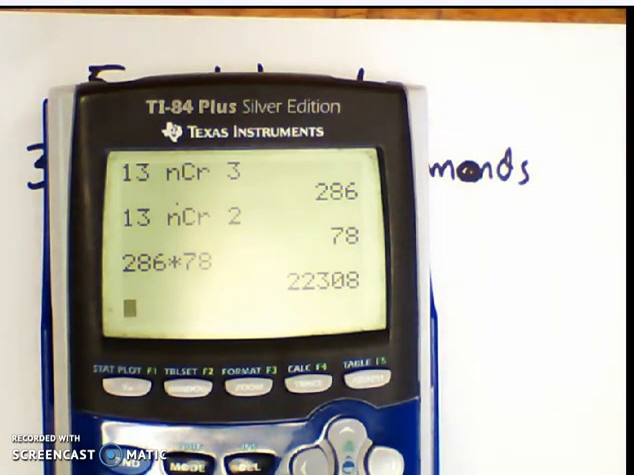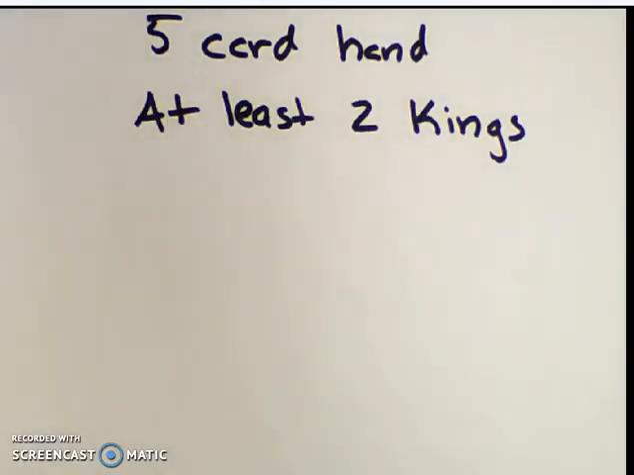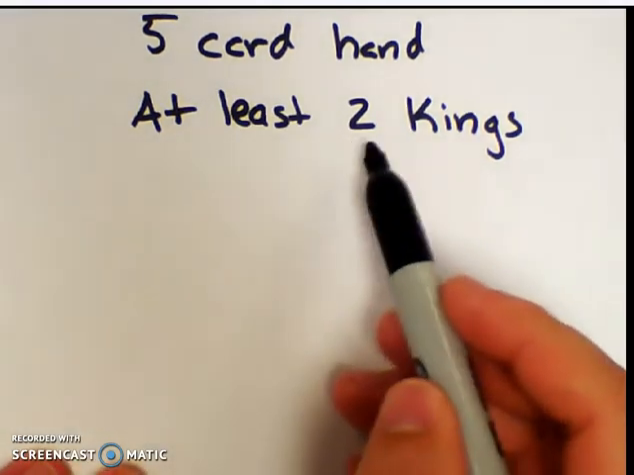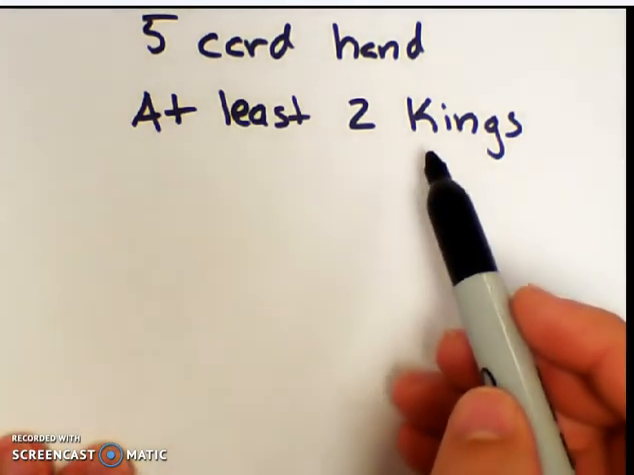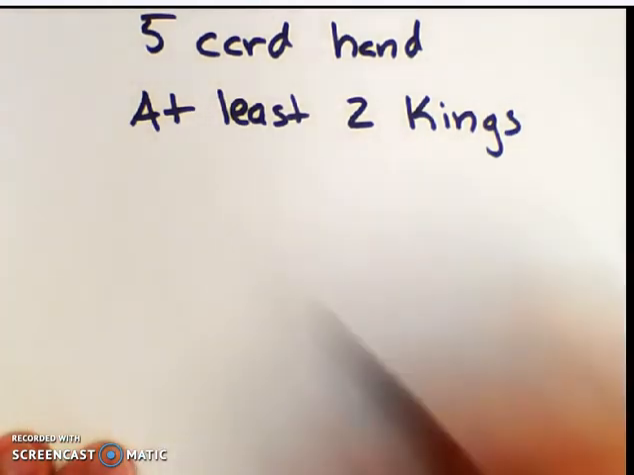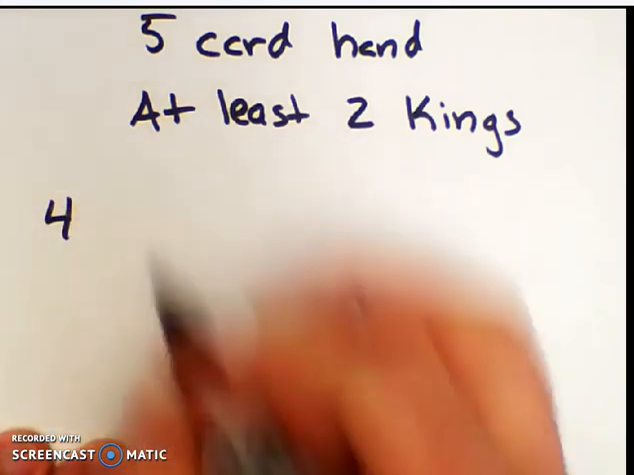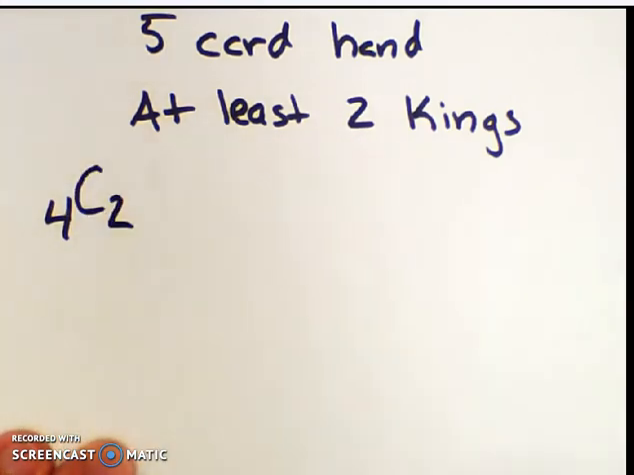22,308. When you see the words at least or at most, you know you're going to be adding certain combinations of things together. Okay, so there are 4 kings in the deck. You want at least 2 in your hand at all times. Okay, well, let's deal with just 2 kings at first. There are 4 kings in the deck. I want 2 in my hand.